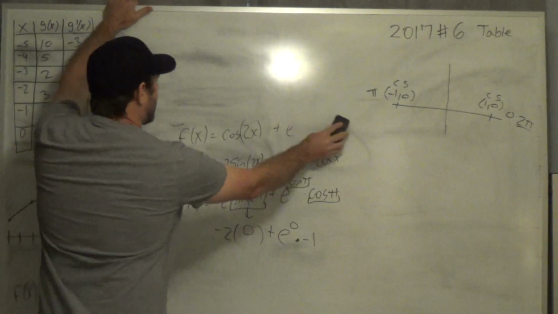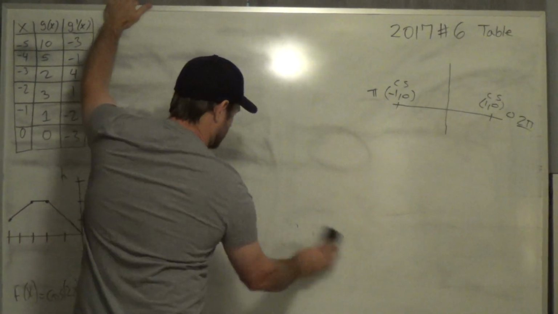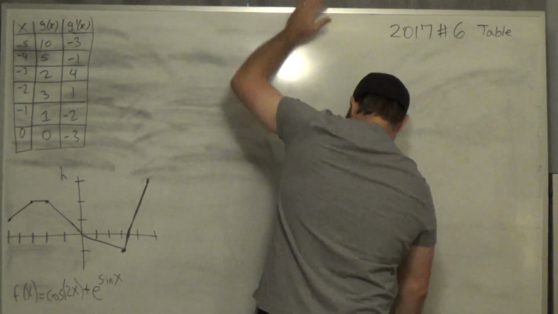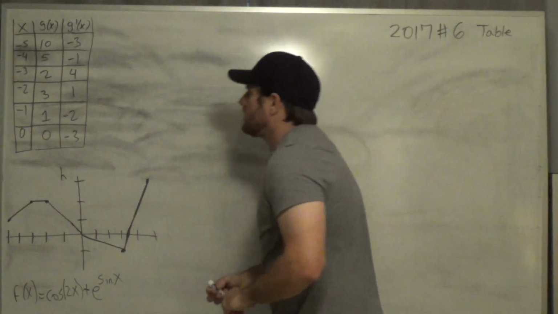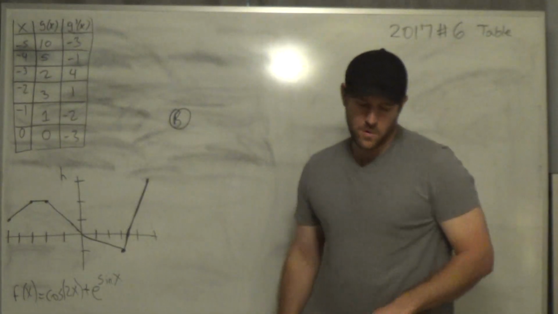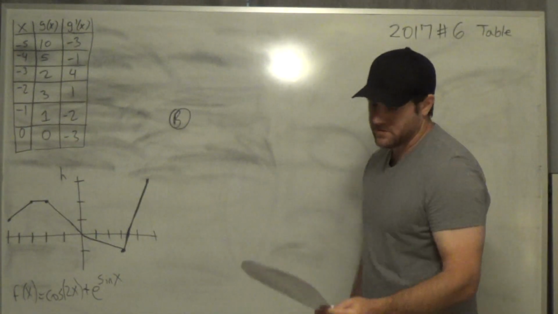All right, let me erase part A. And now let's talk about part B. Okay, so part B says let k of x equal h of f of x.